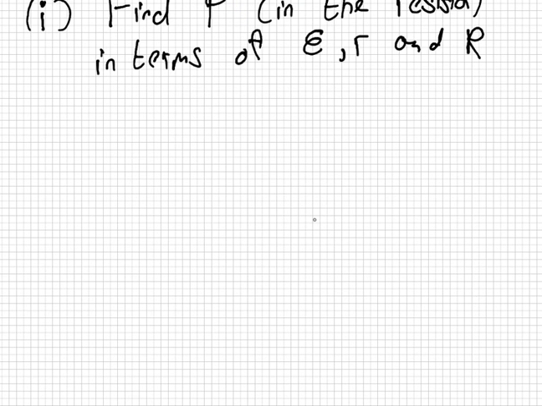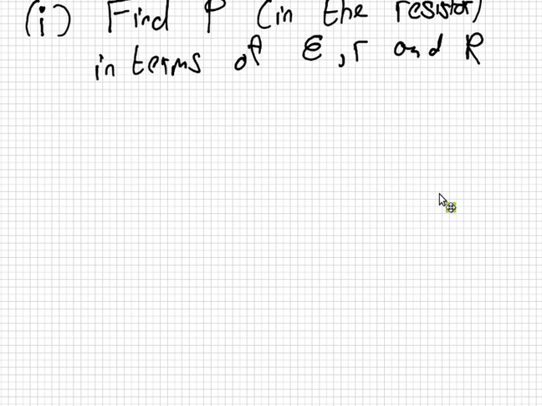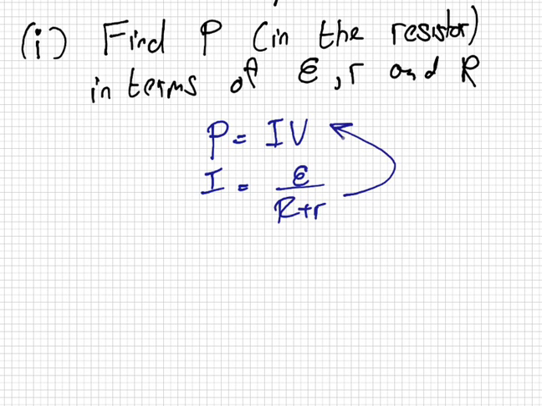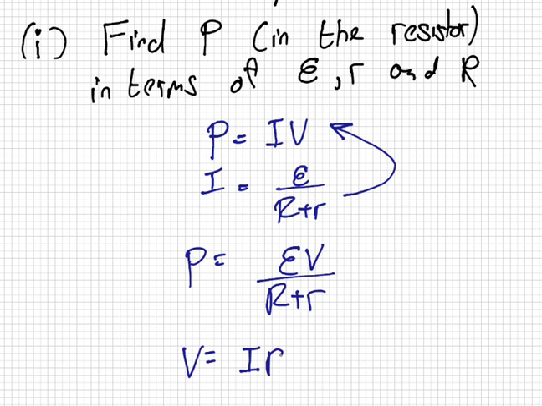So Ira, what did you start off with here? P equals IV, and we don't want I and we don't want V. So what formula did you use next? I equals E over R plus small r. Yeah, and you put that in there for I. So you end up with P equals EV over R plus r. Now we don't want the V. So what did you use? V equals I times R. Which R? Big or small? Big R. So that goes in there.